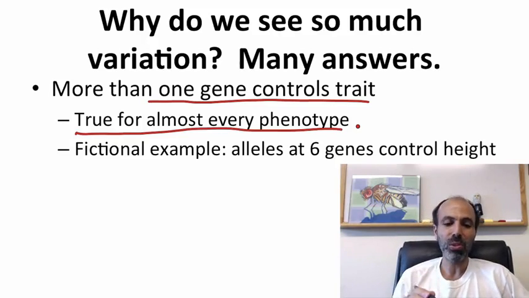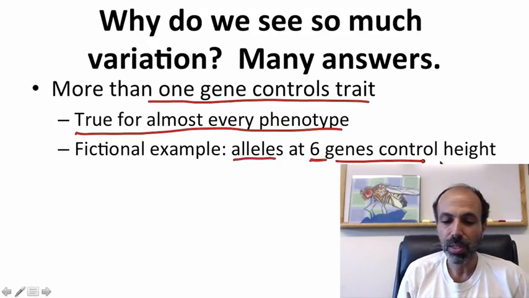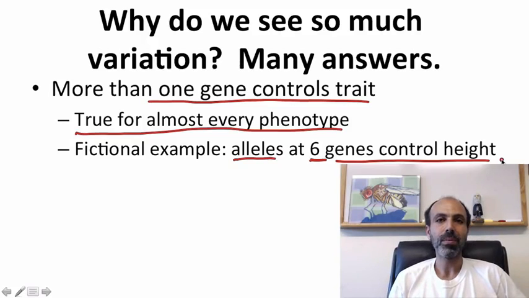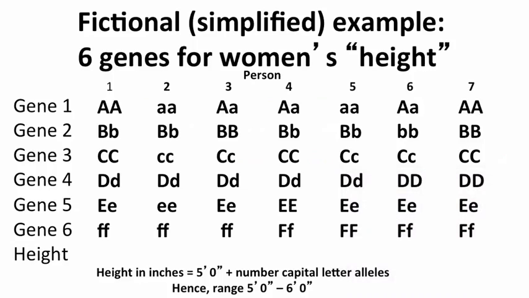Now let me give you a fictional example. Let's pretend that alleles at 6 genes control human height. Let's look at what this would result in. Here's a simplified example. Let's imagine there are 6 genes for women's height. We'll focus specifically on women's height.